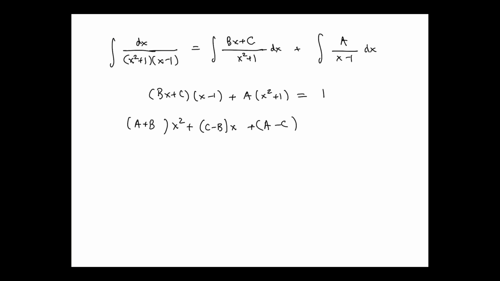Okay, so that's my equation, but I'm going to split this into 3 equations because on the right-hand side, where the 1 is, I have a 1. How many x's are over on the right-hand side? There's none. Okay, how many x squareds? Also none. So what this means is that a plus b equals 0, c minus b equals 0, and a minus c equals 1.